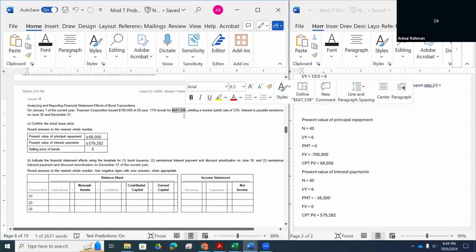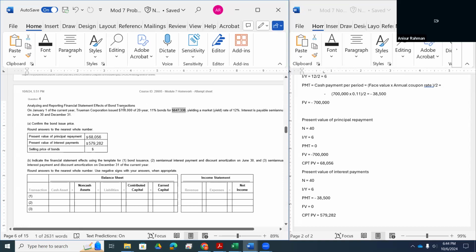$647,338. So they paid $700,000 at the end of the maturity, which is at the end of 20 years. That is one-time payment. And they also paid $38,500 each year, each semi-annual period for 40 semi-annual periods. In other words, for 20 years.